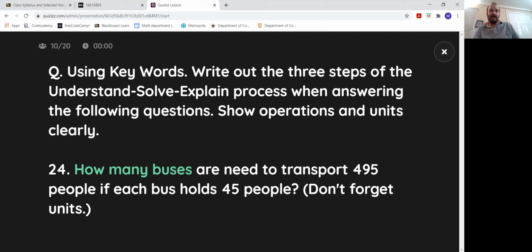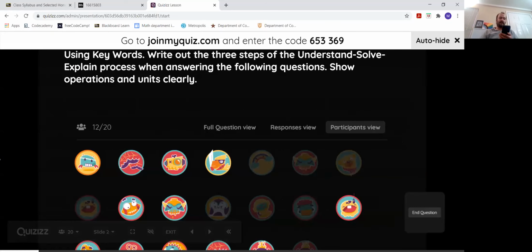On the explain part, on these questions, I want a unit. It says how many buses are needed to transport 495 people if each bus holds 45 people. So what we're doing is taking 495 people and dividing them into these buses. I am hoping you can get the correct number from these two things, 495 and 45. There should be a number, and there should also be a word right after that number that describes what that number explains.